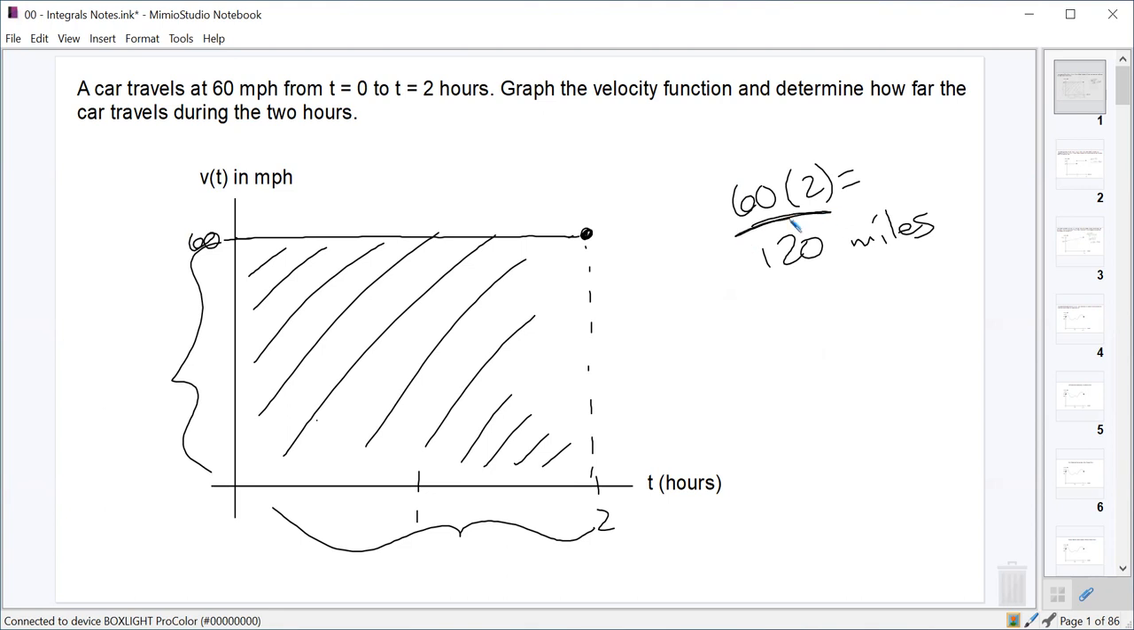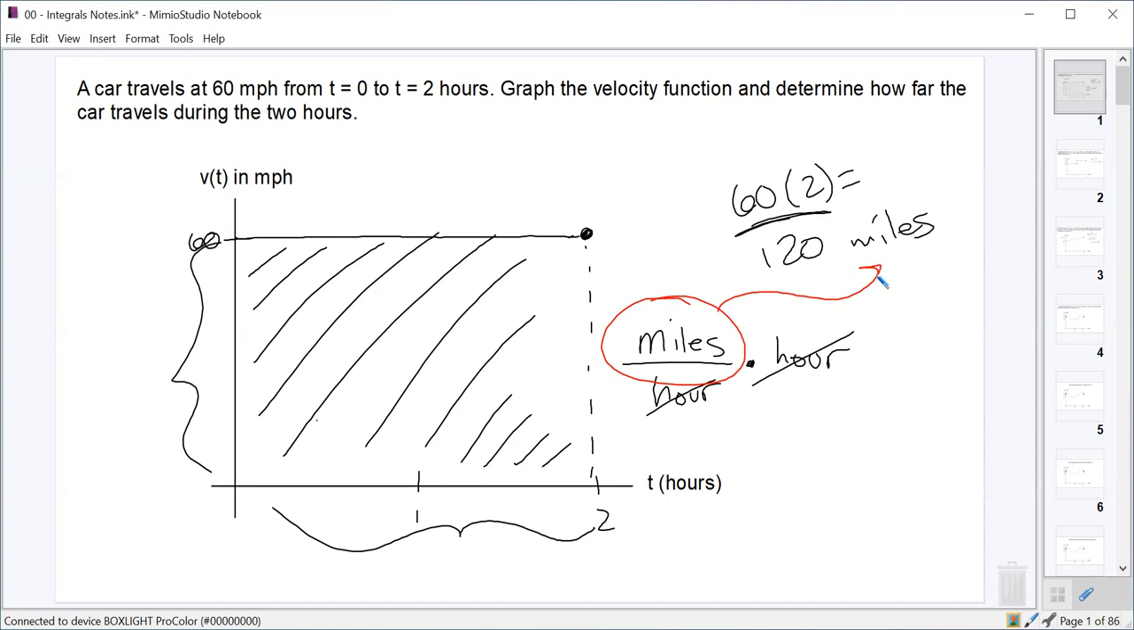And if we think about multiplying those, the first one, the velocity, is in miles per hour. And the other one is just in hours. So we're multiplying miles per hour by hours, which should allow us to cancel out those units of hours, leaving us with just miles. So it makes sense that if we found the area underneath this velocity curve on a time and velocity axis, we should get the total distance that we traveled.